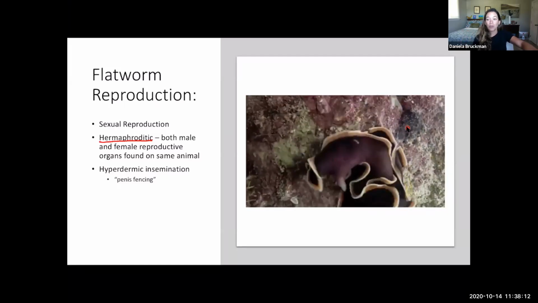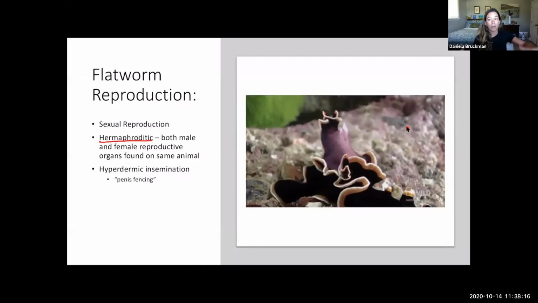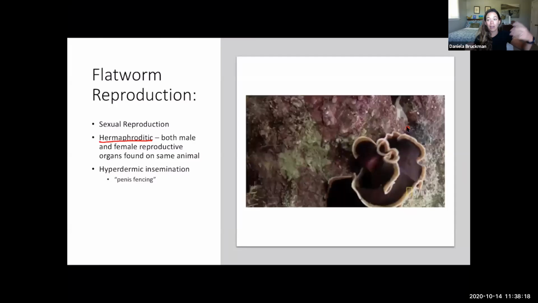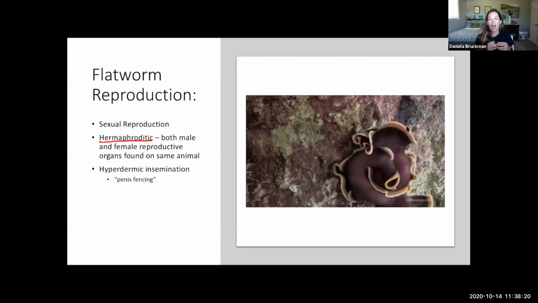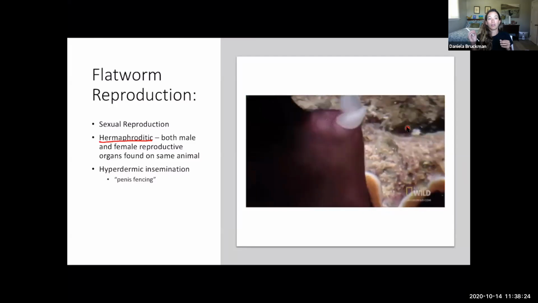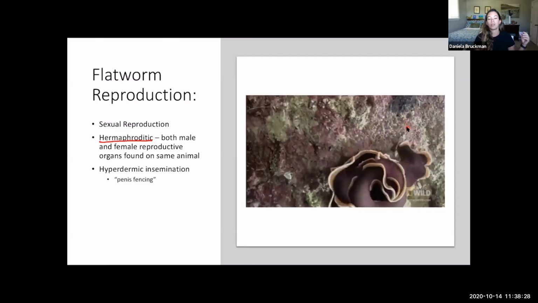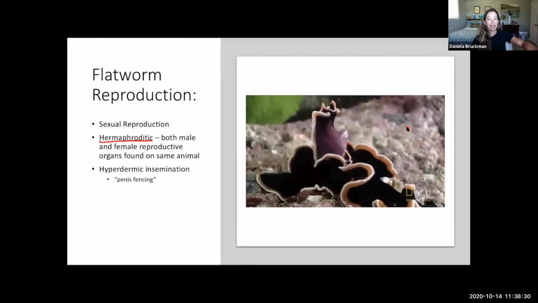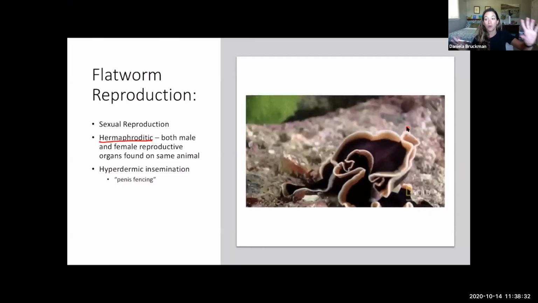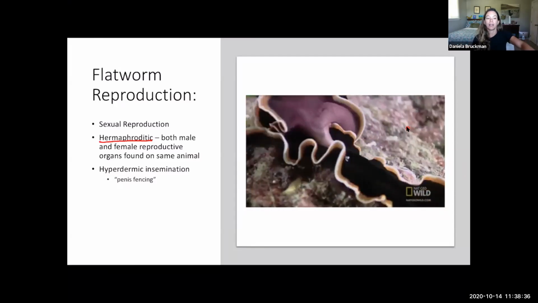Now, remember what I told you guys, flatworms are very simple animals. They don't have these complex reproductive systems with a series of tubes that help to, for example, deposit sperm into the female reproductive tract like we're used to. But they do form sperm and eggs. And so how do they have sex, basically?